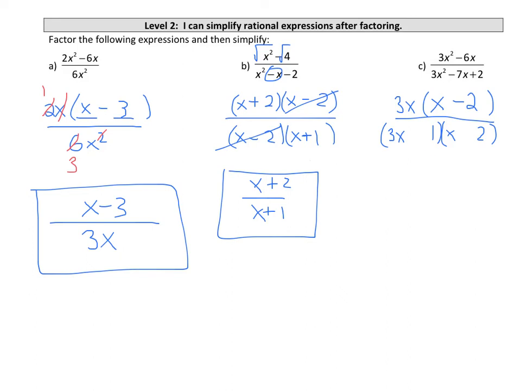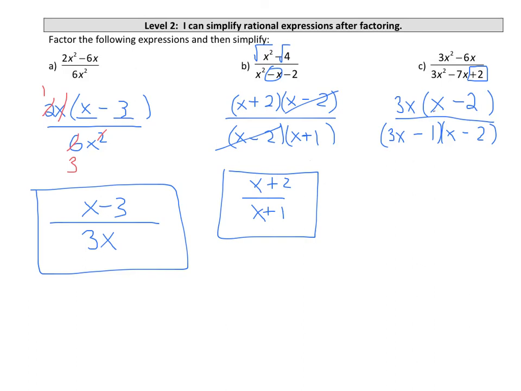If I multiply these, I get 1x. Multiply my outside terms, I get 6x. And if I want them to add to negative 7x, I need them both to be negative, so minus is here, and that does still multiply to positive 2. So that works. Now I see what can cancel.